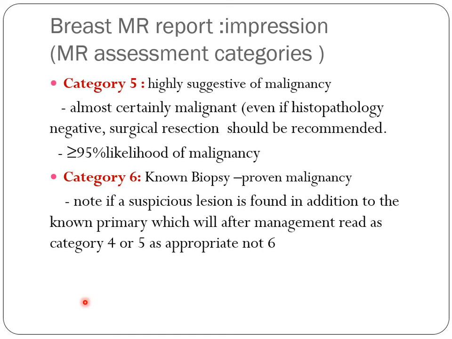Category 6 is a known biopsy-proven malignancy. Note if a suspicious lesion is found in addition to a known primary, after management it is read as a category 4 or 5 as appropriate. It means that if you have a lesion in the right breast that is proven malignant, taking category 6 BI-RADS, and then after resection you find another lesion or recurrence, you have to give this lesion also a category, any category from 1 to 6.